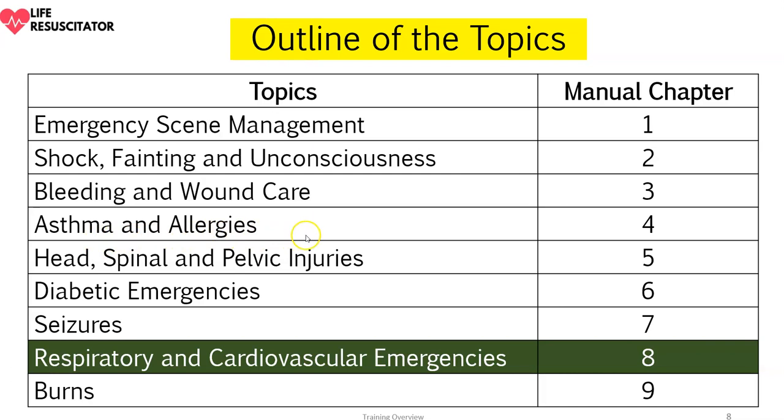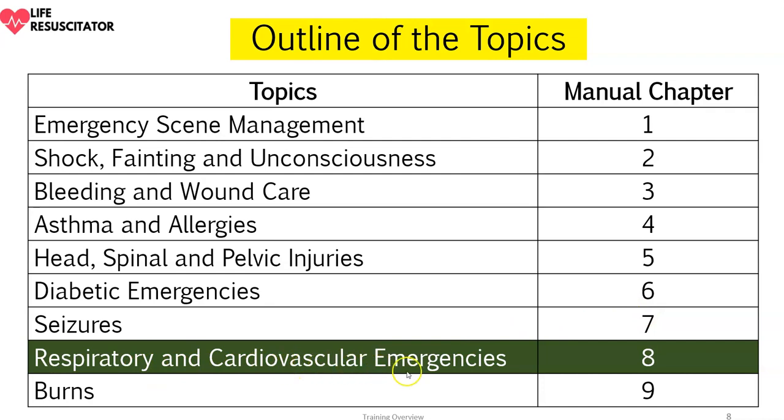Asthma and allergies will be found in chapter 4. Head, spinal and pelvic injuries, you find that in chapter 5. Diabetic emergencies, chapter 6. And seizures. Seizures are neurological conditions. We're going to talk a lot about seizures, and that is chapter 7.